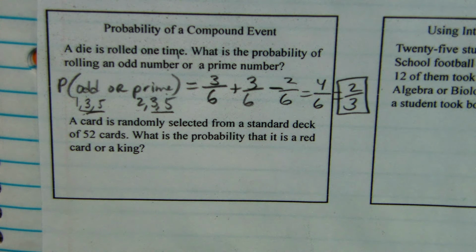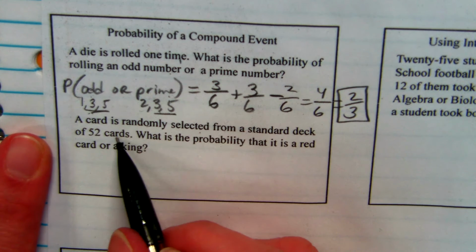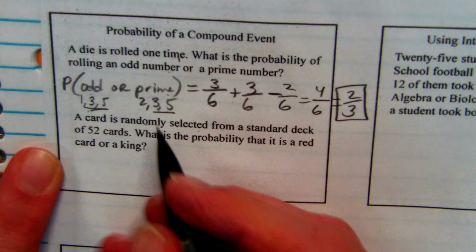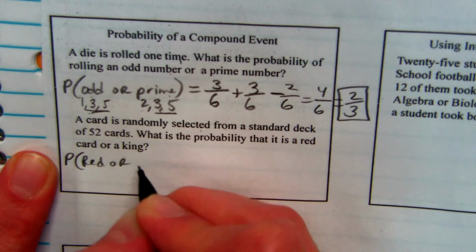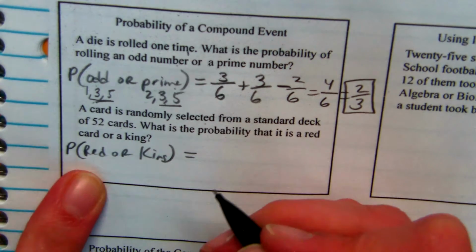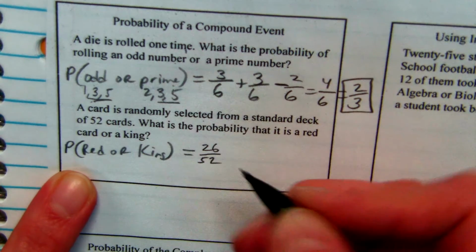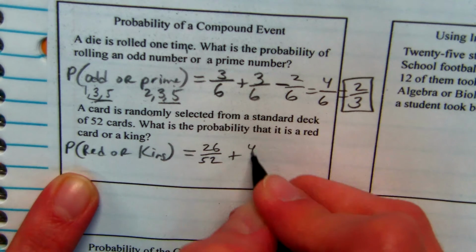Okay, so on the next part, it says a card is randomly selected from a standard deck of 52 cards. What is the probability that it is a red card or a king card? So we're looking for the probability that it's red or a king. Okay? So the red cards, it's 26 out of 52 because it would be half of them. And then how many kings are there? 4. So 4 out of 52.